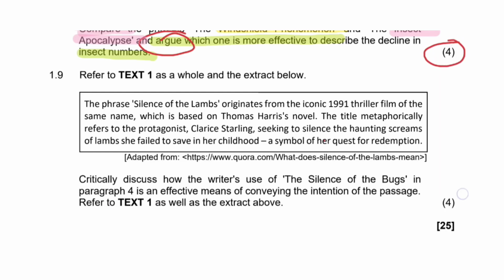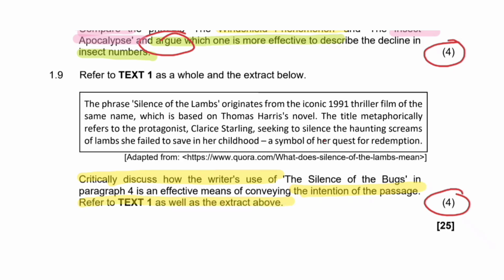For questions that are highly graded, 4 marks, 3 marks even, please provide evidence by means of quoting from the text. Your answer must have quotes from the text, words, phrases quoted from the text to support what you're saying. Think about point, explain, evidence, link, format, right? The next question we have: critically discuss how the writer's use of the silence of the bugs in paragraph 4 is an effective means of conveying the intention of the passage. Refer to text 1 as well.